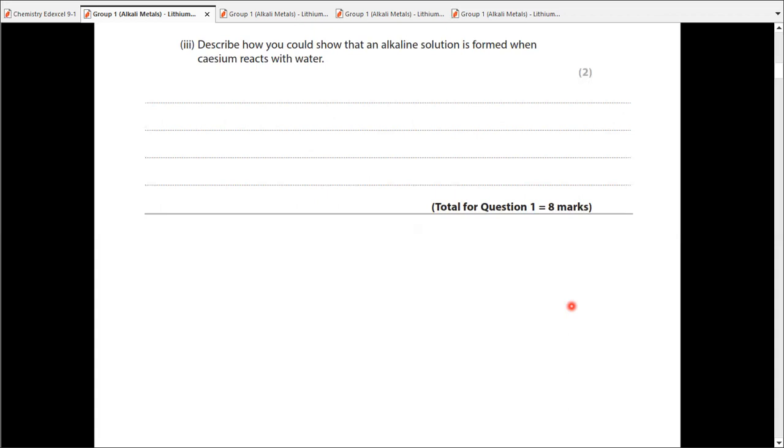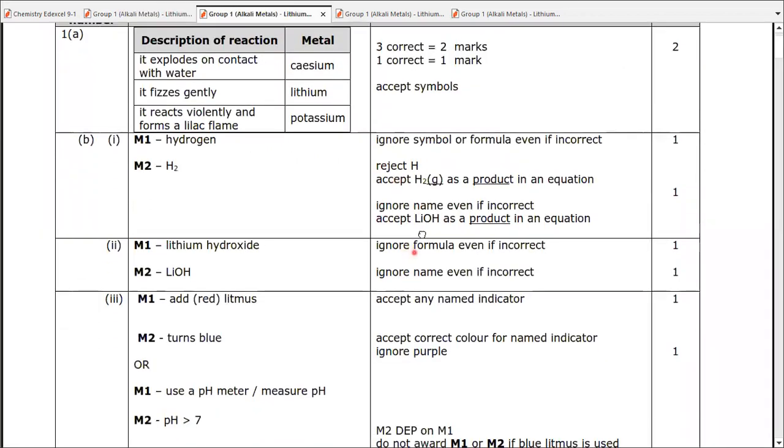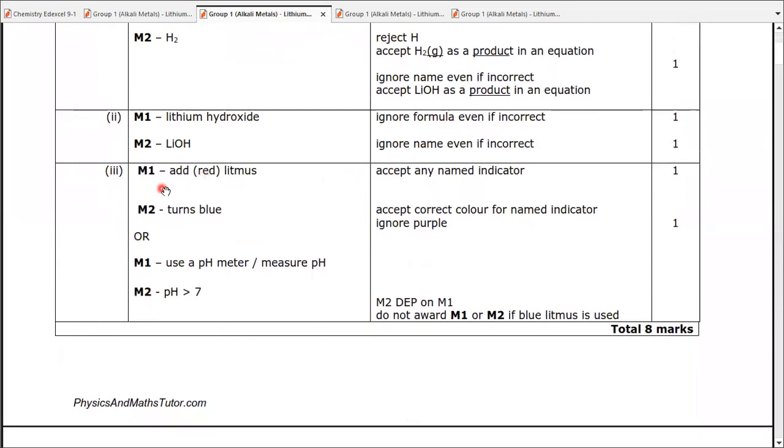Yes, the easiest one that you can choose to write over here would be using the litmus paper. The red litmus paper would turn to blue in alkaline solution. Okay, that is going to be a perfect answer. Let me also show you that on the marking scheme. You can even use the solution. So you add red litmus, it turns to blue, or you use a pH meter, it shows you a pH greater than 7.